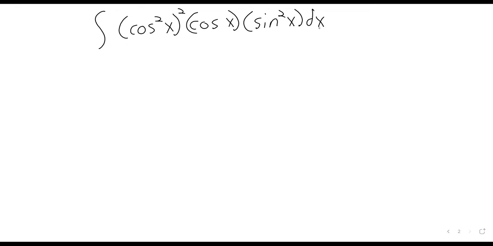And then the second part of this trick, and the answer to the question, well, why would you want to rewrite this as a square raised to a power, is that if we have a square of a sine or a cosine, we can switch from one to the other using the Pythagorean identity.